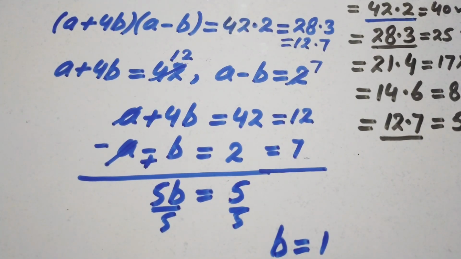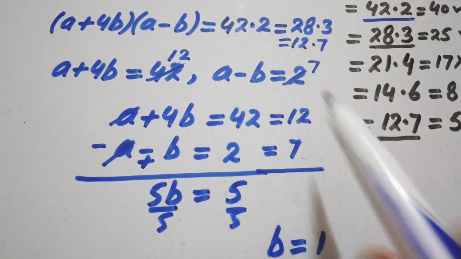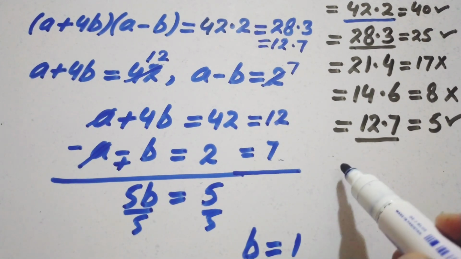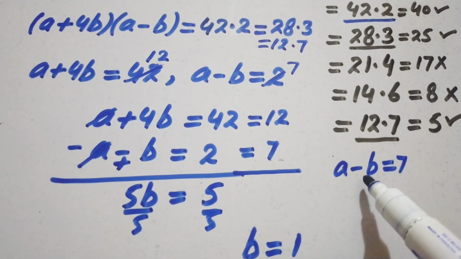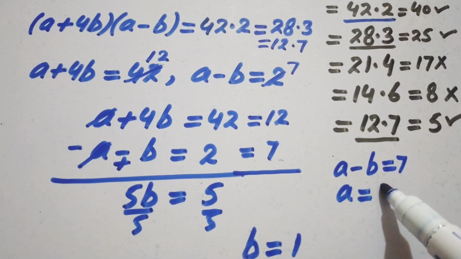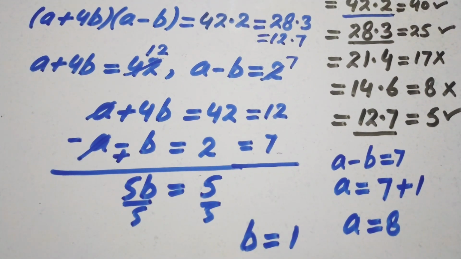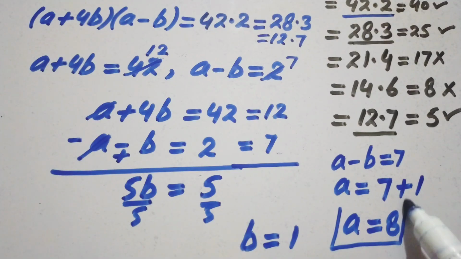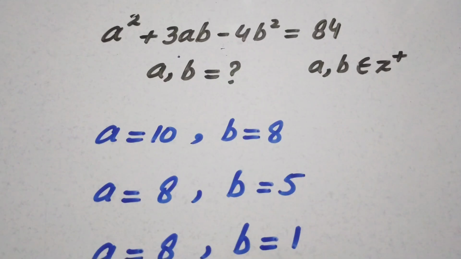Now what is the value of a? Recall that a minus b is equal to 7. Move this b from the left hand side to the right hand side and this will become plus b. Here 7 plus b, b is 1, so we get a is equal to 8. Hence in the third case, we get a is equal to 8 and b is equal to 1.